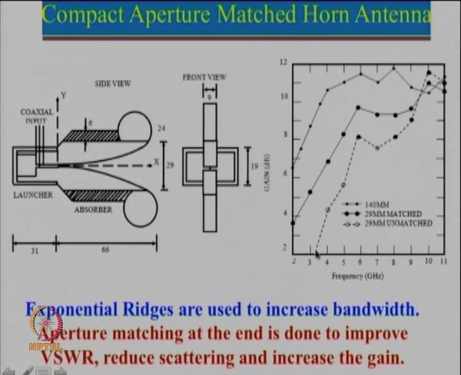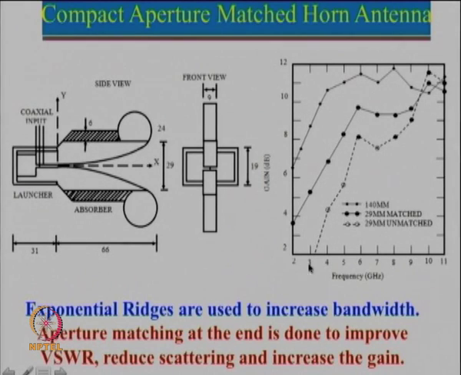So let us see the results here. So here the results are shown. You can see there are 3 different curves, and gain is shown over here versus frequency. You can see frequency varies from 2 to 11 gigahertz. So let us see the result without this aperture first. So here is the result which is without the aperture.